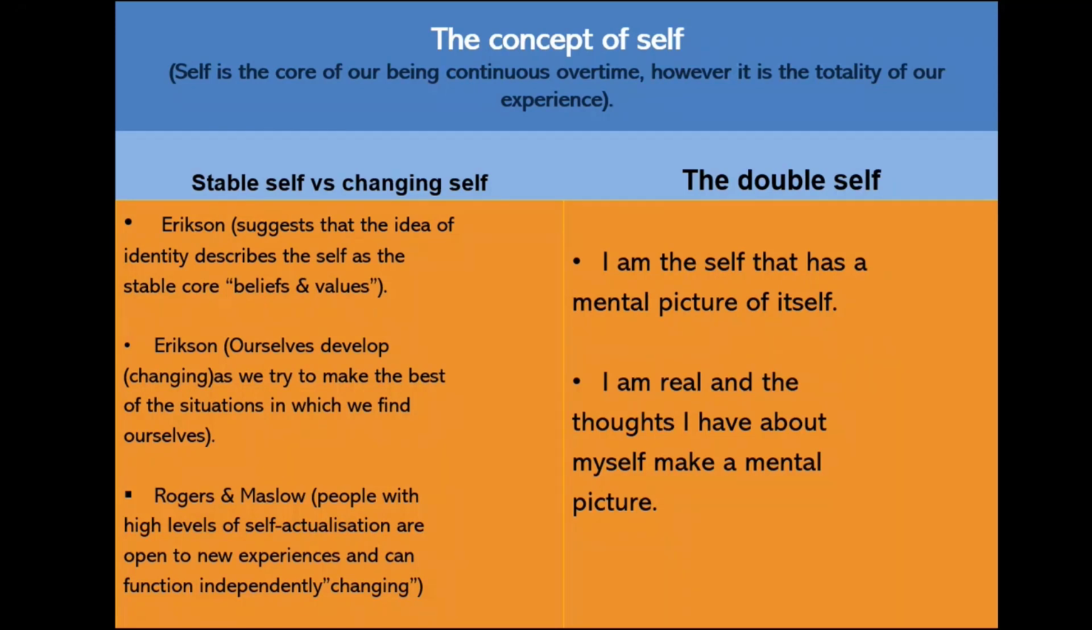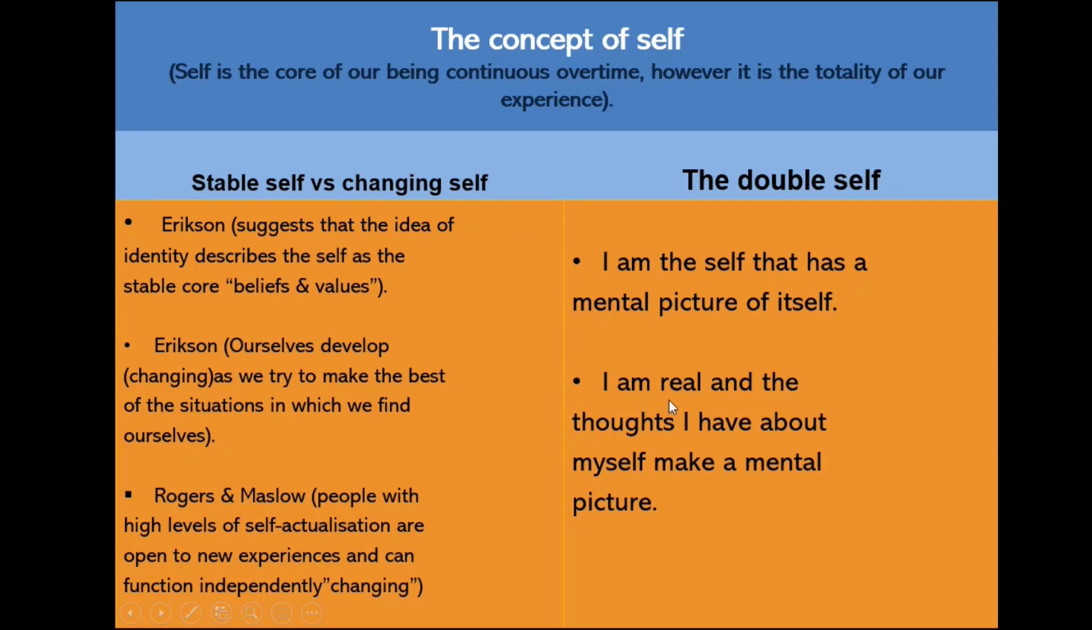Then they continue by saying the double self. The first self you have discussed: I am the self that is the mental picture, how you see yourself, how you visualize yourself. Then they say here, I am real. I am real, and the thoughts I have about myself make a mental picture. I am a real individual. Here they include what? The thoughts.